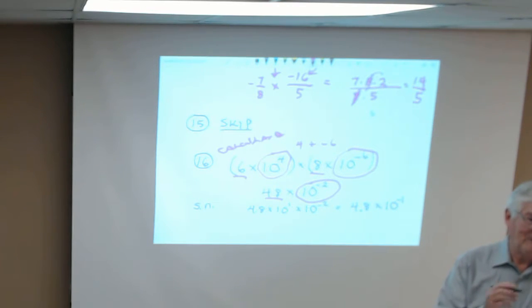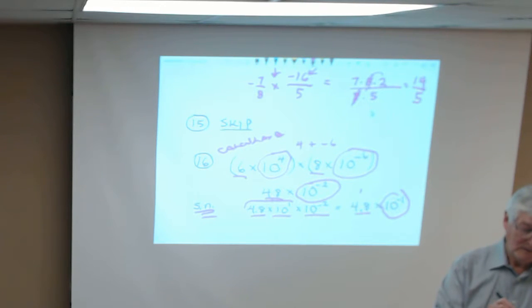But the book says put your answer in scientific notation. And 48 is not scientific notation, so I have to change 48 to 4.8 times 10 to the first. And then that's times 10 to the negative 2, and that becomes 4.8 times 10 to the what? 1 plus negative 2 would equal negative 1 for the exponent. You got that one? Good.